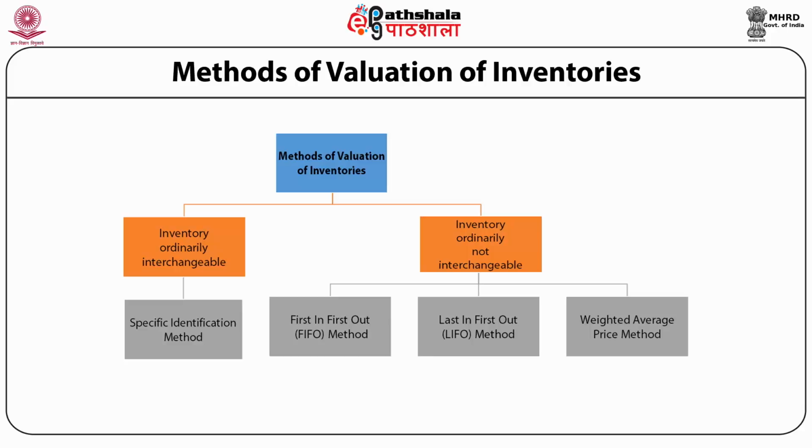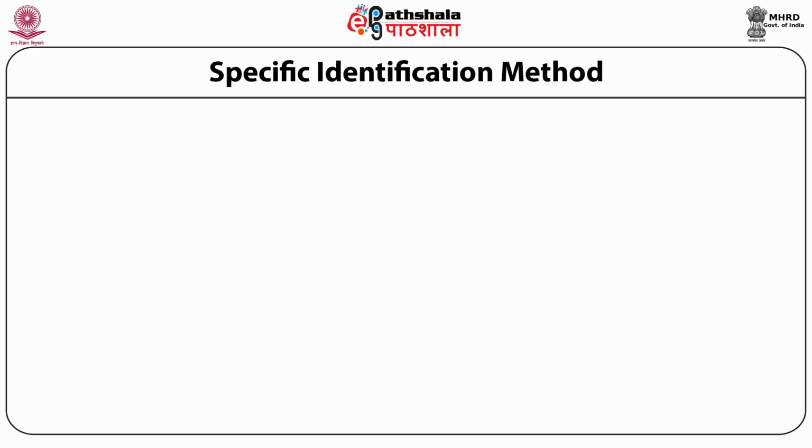FIFO means first in, first out method. LIFO means last in, first out method. And weighted average method gives weight to price with the help of quantities. So these are the methods which are available for the valuation of inventories.